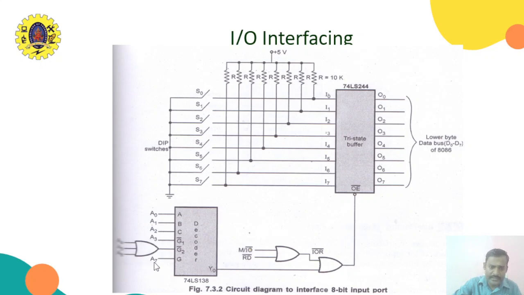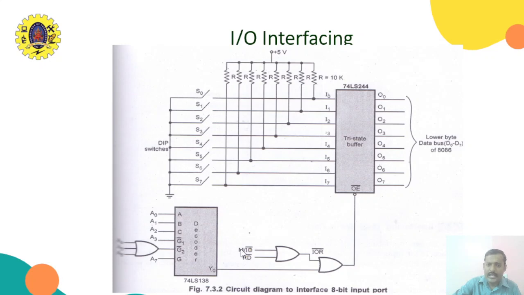Here we are connecting A7 directly to ground, and then the next three lines, that is A6, A5, A4, will be connected through an OR gate, and then A3 will be connected to ground, and then A2 is C, A1 is B, and A0 is A. So this decides one particular address. So this address will be taken.